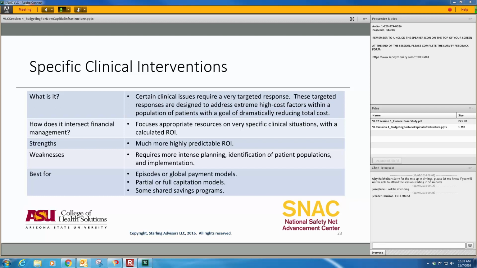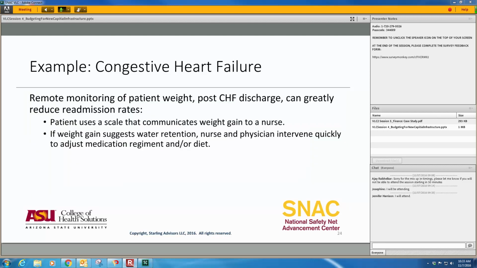It's a model that is very sensitive, certainly to episodic or global payments. So if you wanted to explore global or episodes of care payments, this is going to be kind of your world. We'll see that in a second. But it's also good for partial or full capitation, and may be appropriate in some shared savings models.